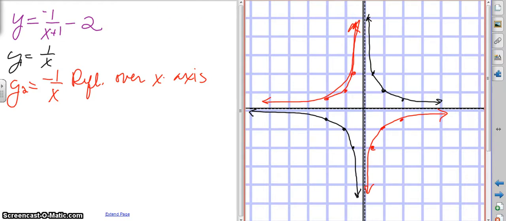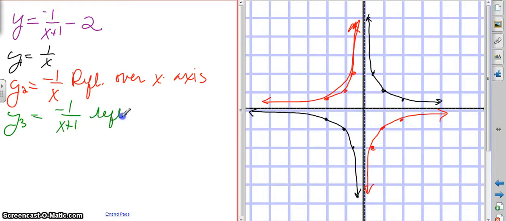My third graph is going to be negative 1 over x plus 1. This moves my graph left 1 unit. So that also means that now my asymptotes are moving left 1 unit. Now moving the horizontal asymptote left 1 unit isn't going to do anything. But it will make a difference with my vertical asymptote as it gets moved left 1 unit.